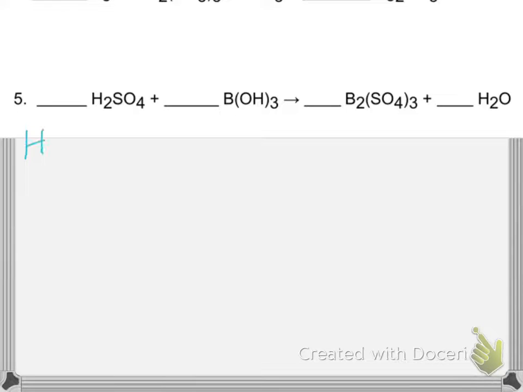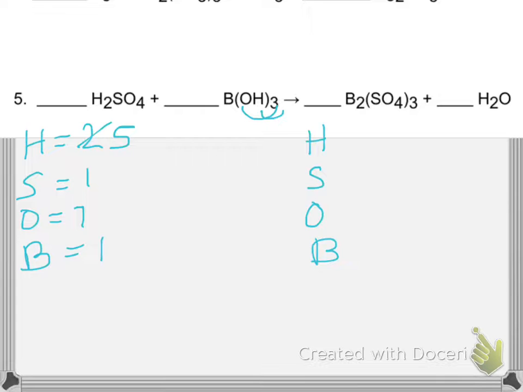Again, write down the atoms. 2 hydrogen plus the 3 that you have to distribute in. It's going to give us 5 hydrogen. We're going to distribute that 3 in on the oxygen, plus the other 4 is going to give us 7. And then we have 1 boron and 1 sulfur. Going to the other side, we have 2 hydrogen, 3 sulfurs, because that 3 distributes in. 3 times 4 is 12. Oxygen plus 1 is 13.